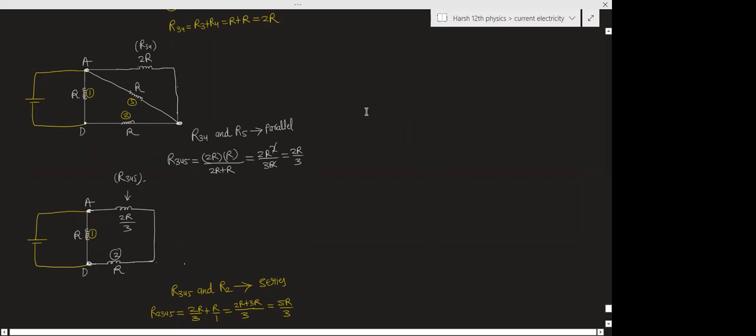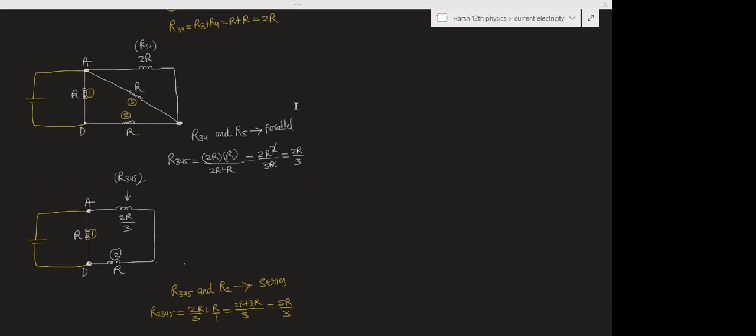Written, Harsh? Sir, just a minute, I'm drawing the second diagram. I have represented resistances R34 and R345. I have written this because you should not have confusion while you revise your notes. That's why I have written in this form.